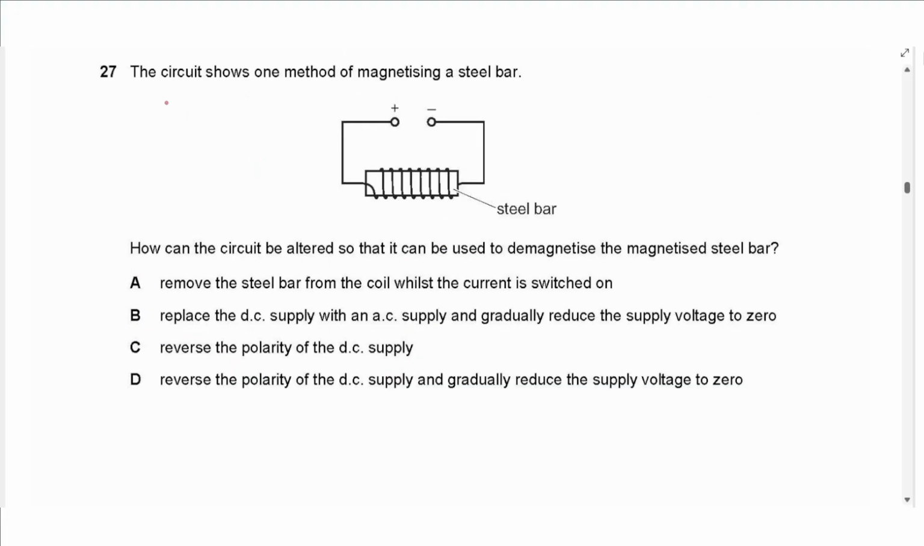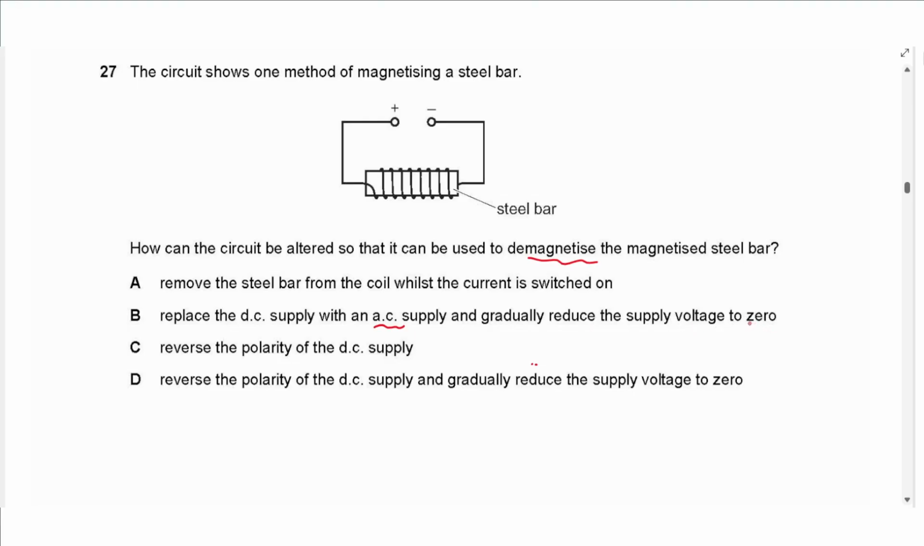Question 27 says, the circuit shows one method of magnetizing a steel bar. How can the circuit be altered so that it can be used to demagnetize the magnetized steel bar? The best method to demagnetize a magnet is moving the magnet through a solenoid connected to an AC supply. So we see the choices here. Remove the steel bar from the coil while the current is switched on. Replace DC supply with an AC supply, that's correct. And gradually reduce the supply voltage to 0.